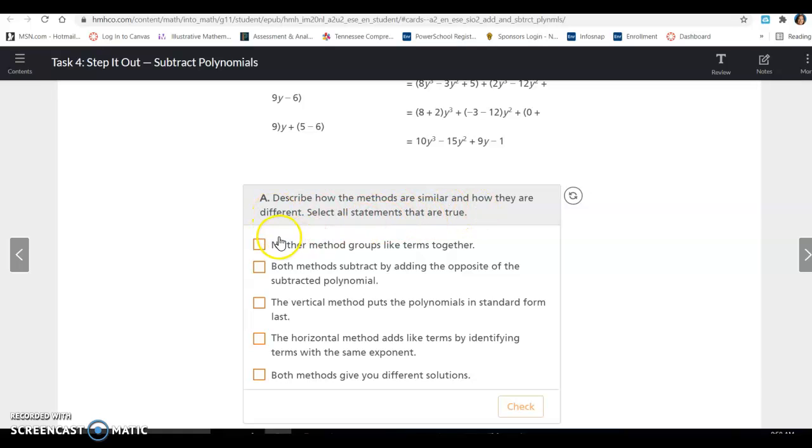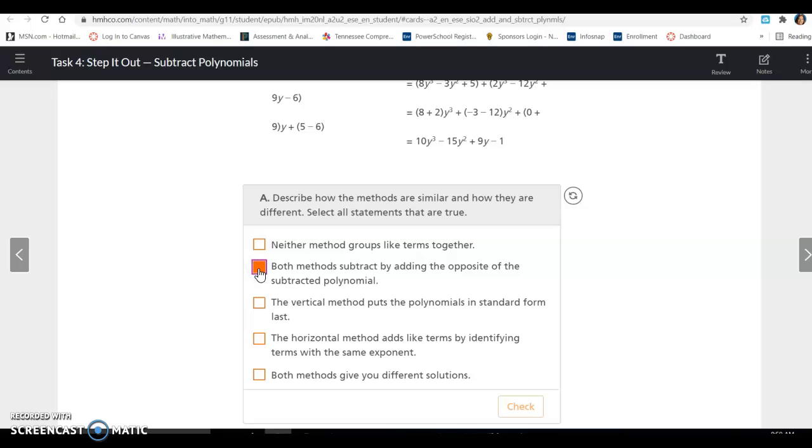All right, describe how the methods are similar and how they are different. Select all statements that are true. Neither method groups like terms. Well, that's not true. They both kind of group like terms so that they can add like terms to put it in standard form. Both methods subtract by adding the opposite. Okay, we did see that's true.